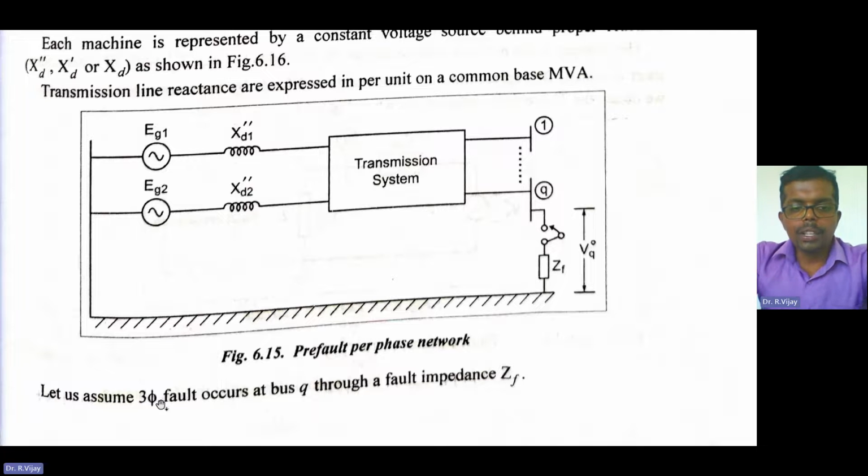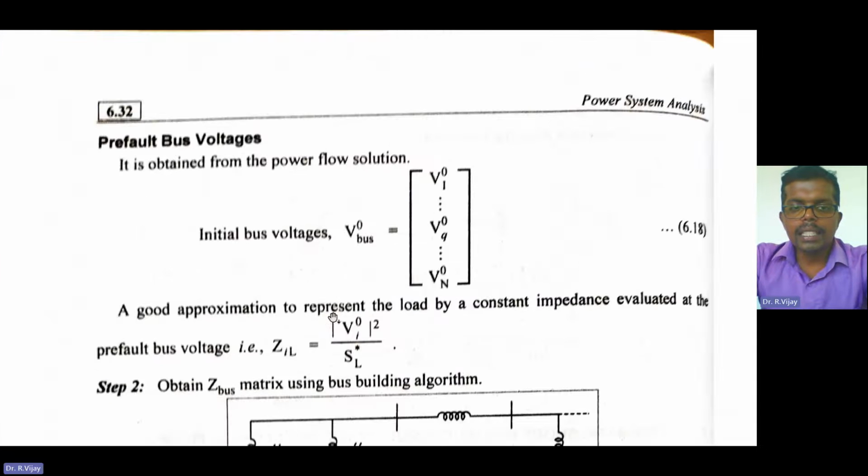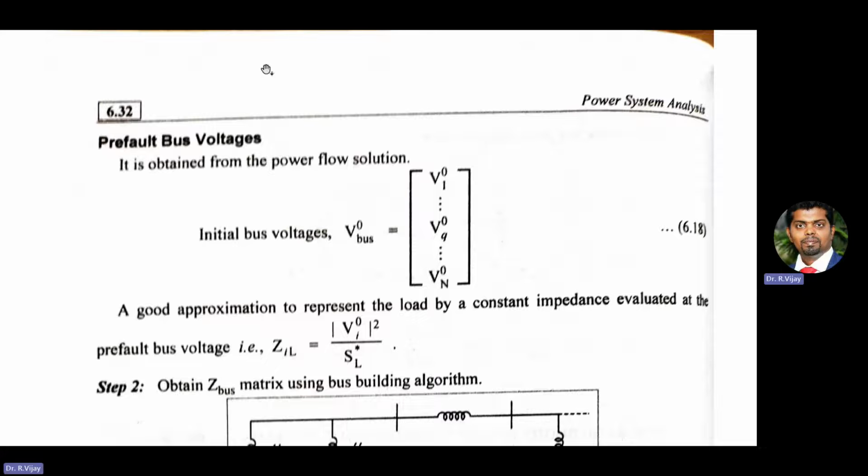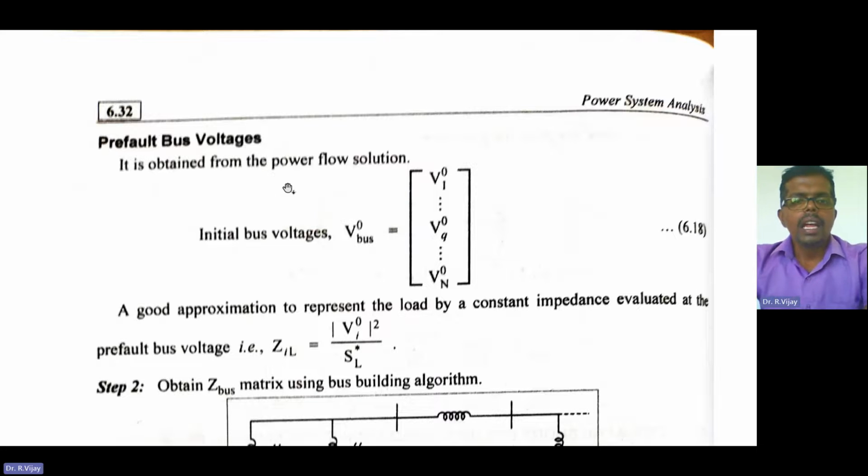So here let us assume a three-phase fault occurs at the Qth bus through the fault impedance ZF. The pre-fault bus voltage is obtained from the power flow solution. We have already seen how to solve many power flow problems. So here V bus naught is equal to V1 naught up to VQ naught: the voltage at the first bus is V1 naught, the voltage at the Qth bus is VQ naught, and the voltage at the nth bus is Vn naught. These are the initial values, the initial bus voltages.